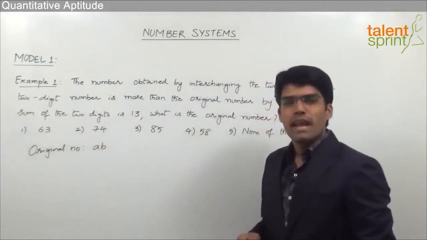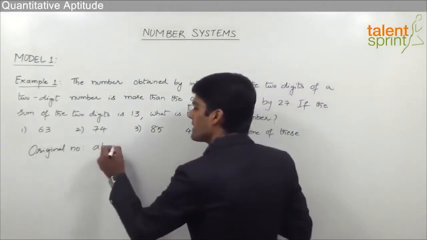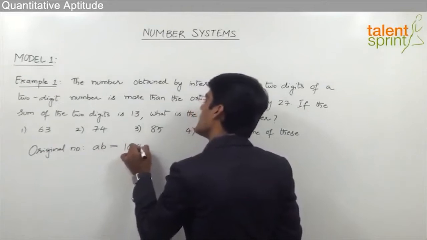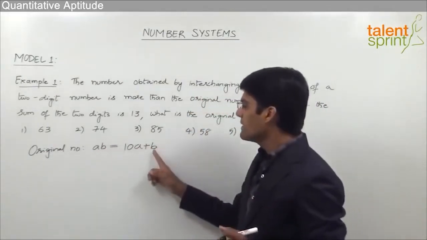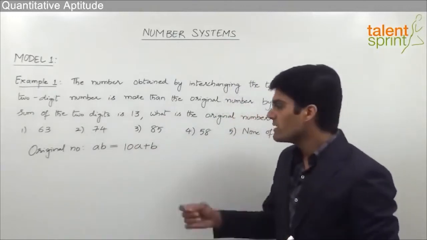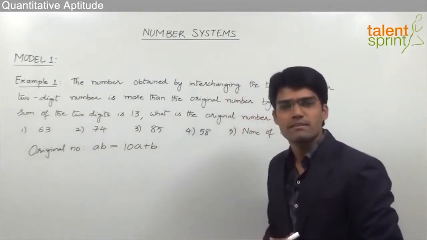And as we have already learned, any two-digit number AB stands for 10 into A plus B. Since B is the units place and A is the tens place, they have to be multiplied with 1 and 10 respectively. So the original number is 10A plus B.